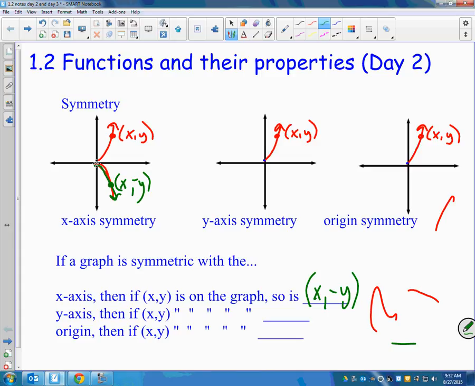If it's symmetric with the x-axis, it doesn't pass the vertical line test, right? And so we don't have a lot of x-axis symmetry until we get to second semester and we start graphing some crazy stuff, because it's not a function. But y-axis symmetry, we have a lot of those, right? If it's symmetric with the y-axis, that means it's just going to flip over the y-axis. So whatever's on this side will flip over, and it'll be the same over here, which means the x is going to change. So (negative x, y).